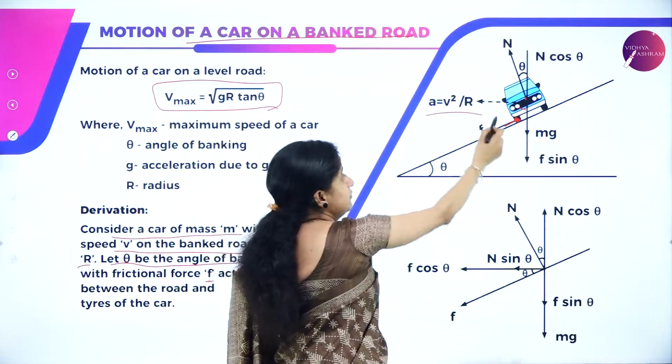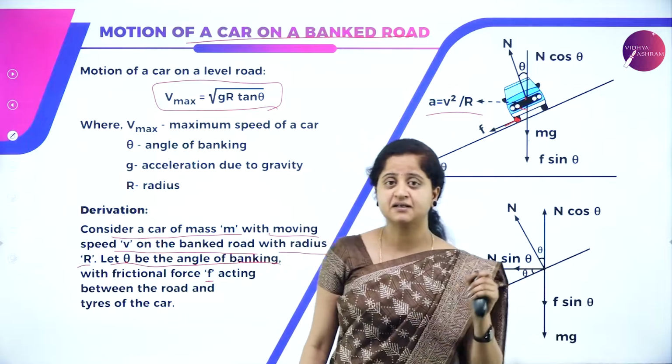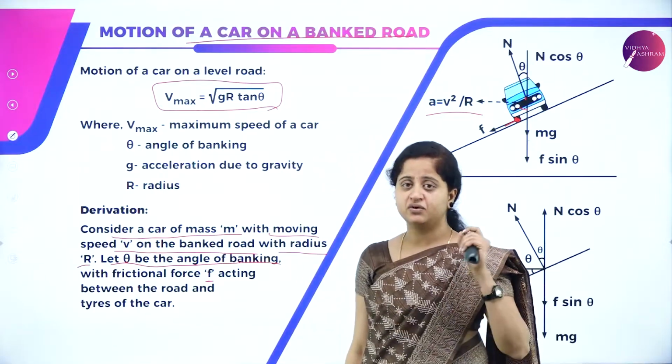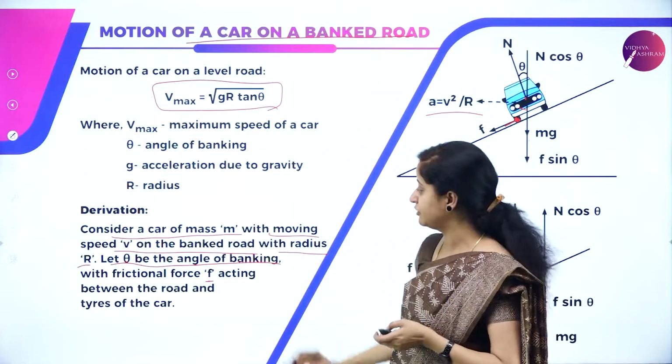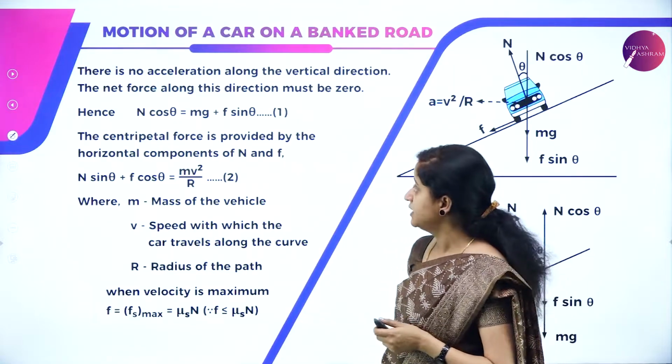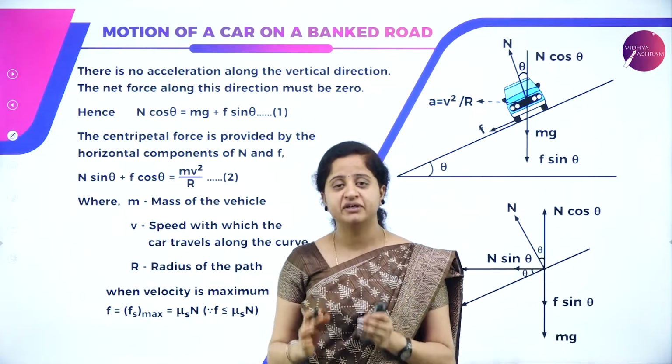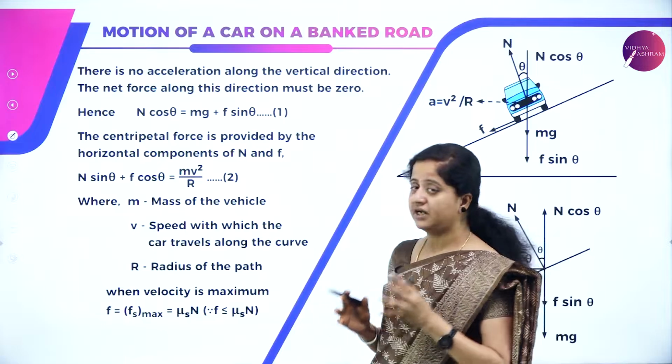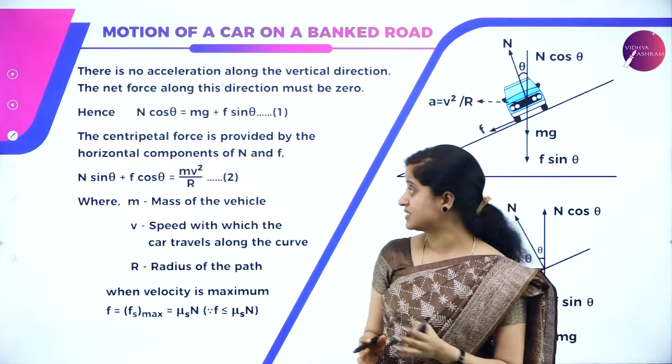Here a equal to v square divided by r is the centripetal acceleration. So you have to understand the diagram carefully to derive this expression. There is no acceleration along the vertical direction, as we all know, and we have already discussed this in the previous derivation.